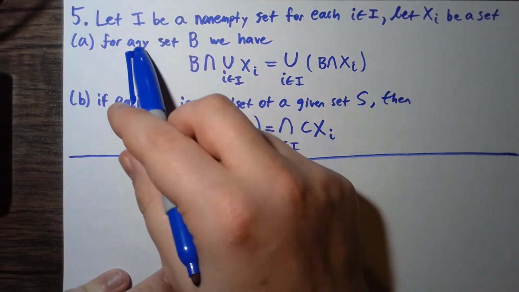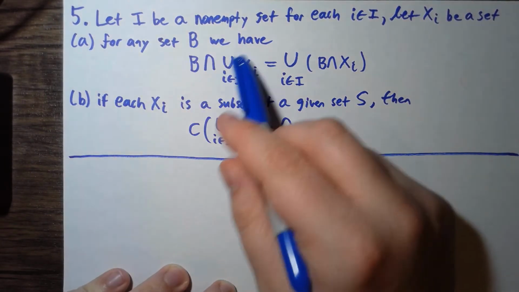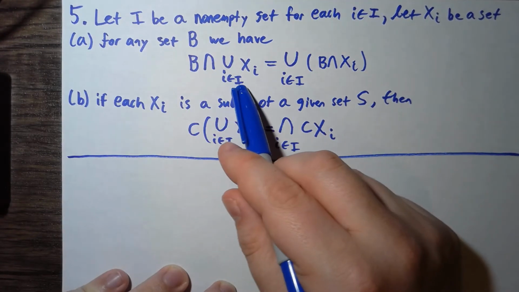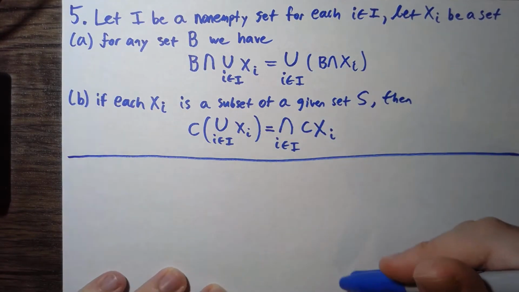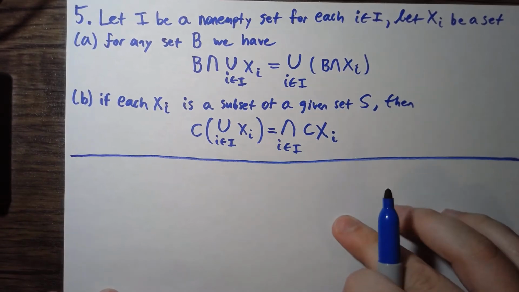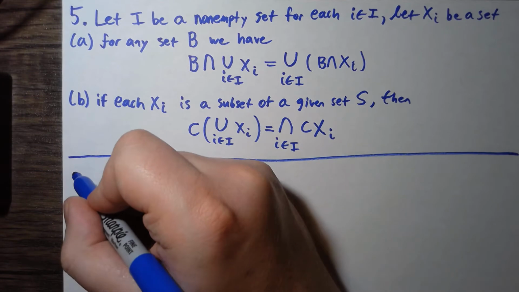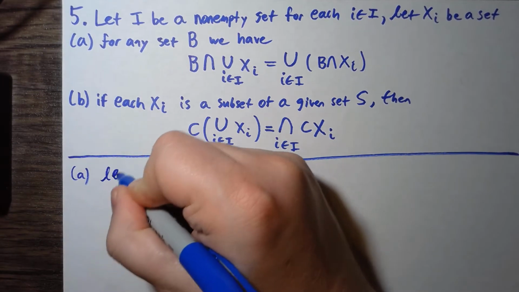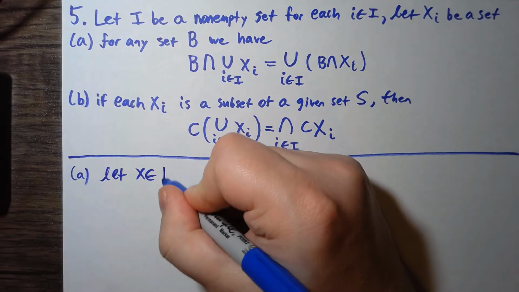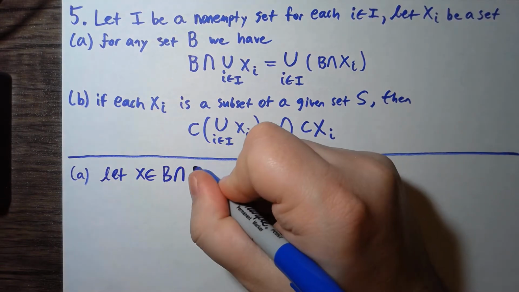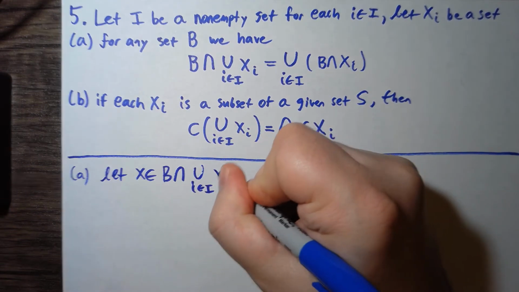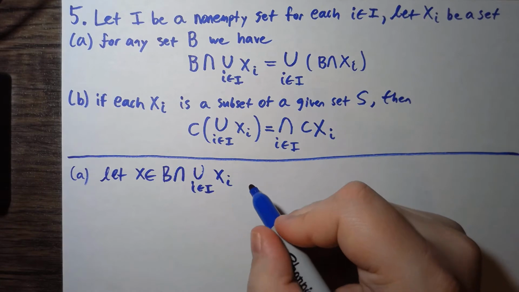Then we want to show, first, if we have another set B, that B intersection the union of all these x sub i's is just the union of all the intersections. So how does this go? For part A, if we have some element x and it's in B intersect the union over i in I of x sub i, well, what does this mean?